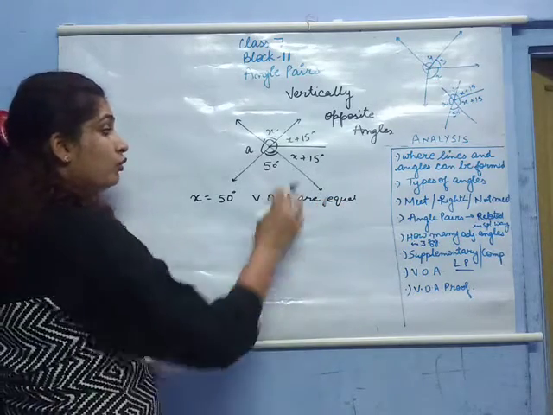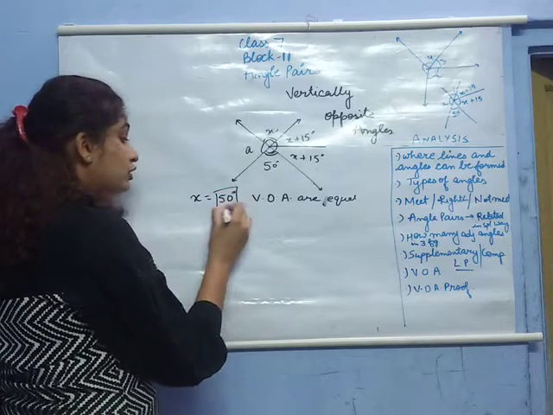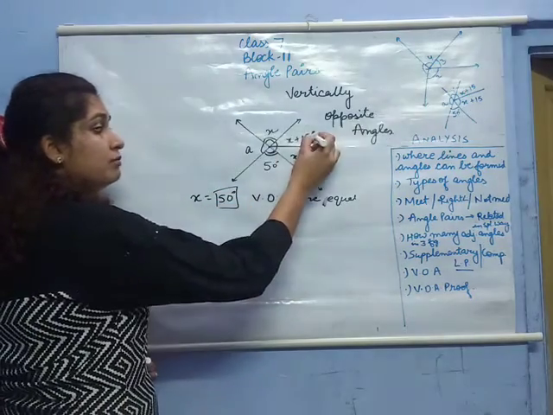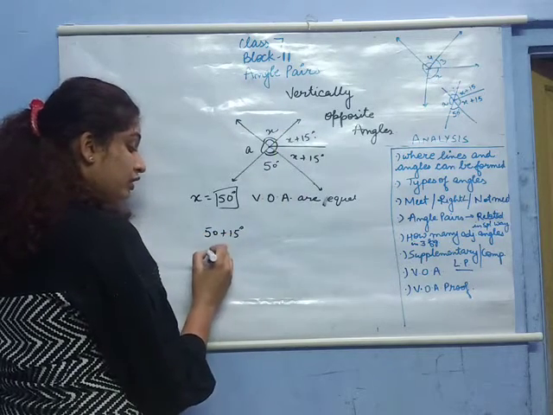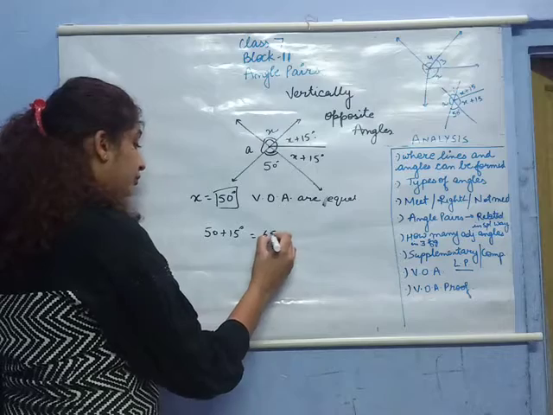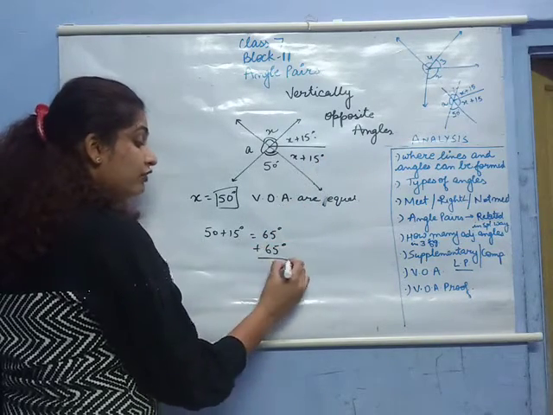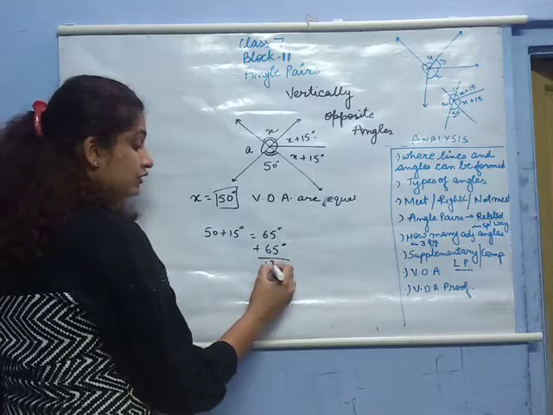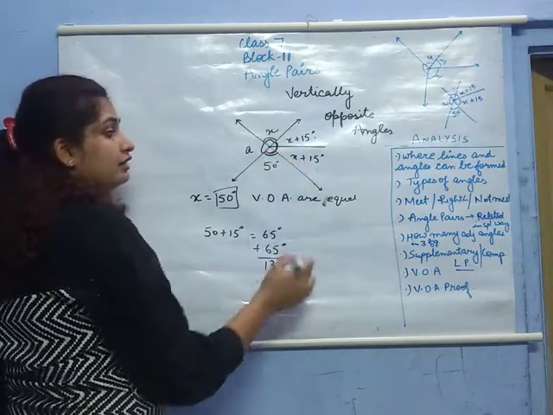Right? What about this? Now x we got as 50 degree. So what will be the measure of this? This will be 50 plus 15 degree, 65 degree. The next one will also be 65 degree. If we add them together, it is 130 degree. Together they form 130 degree.